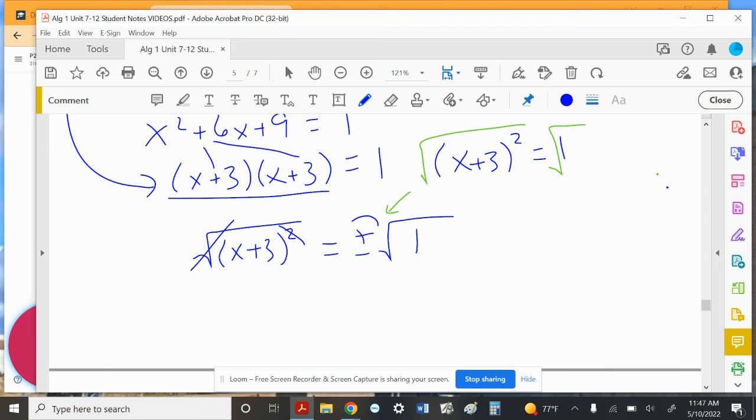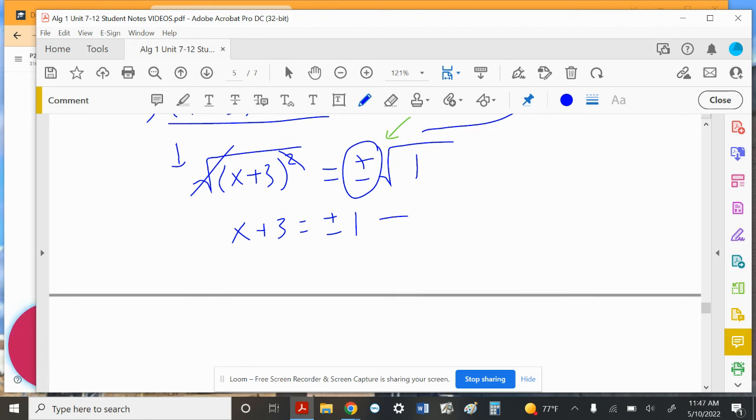The other thing I have to remember is to make sure on the right side always, no matter what, we have to put a plus or minus there. Notice we do not put 1 here. So we have x plus 3 equals plus or minus 1. So that gives me 2 answers. So I have x plus 3 equals 1 and x plus 3 equals negative 1. Okay, so that's where the plus or minus comes in.